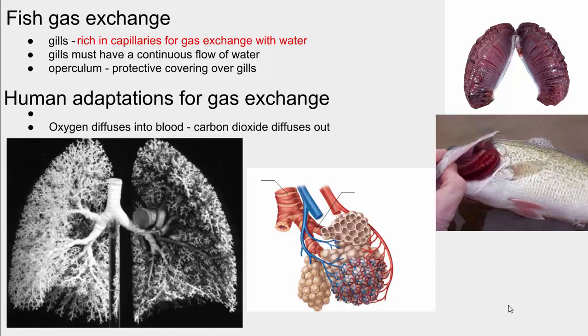They need a constant flow of water over them in order to obtain the oxygen they need from the water. That's why when you look at a fish, it's always opening its mouth. It forces water in its mouth, over its gills, and out through the side.